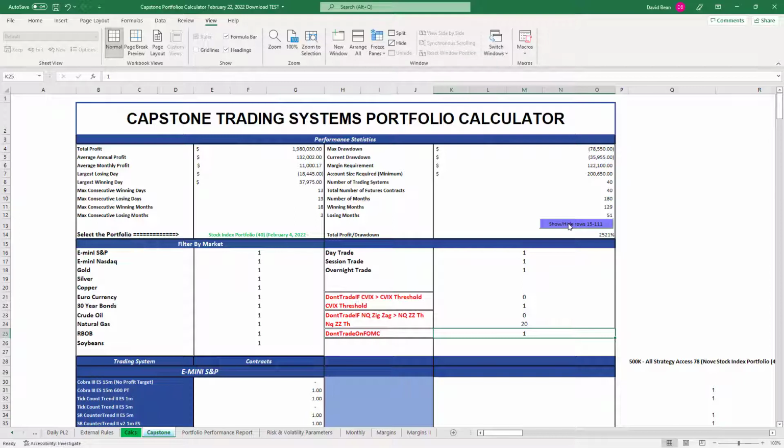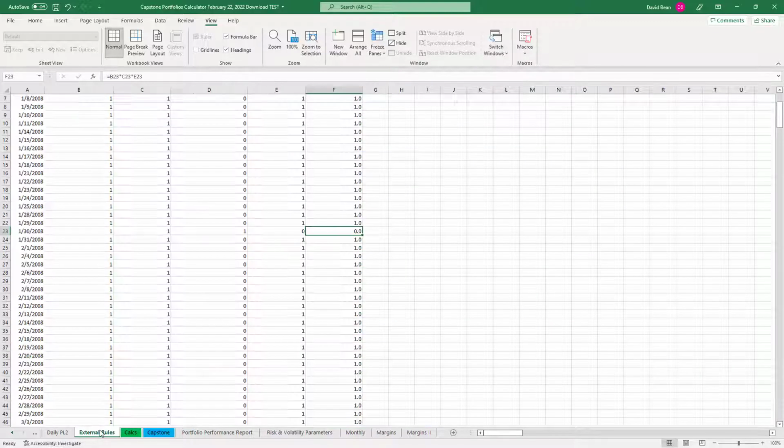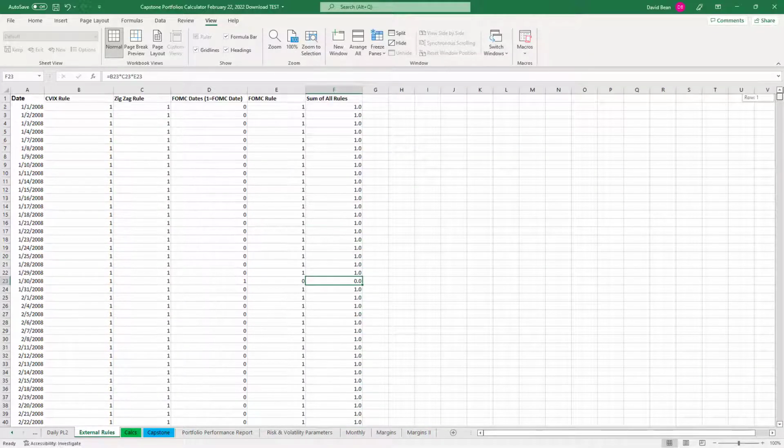So that is the Don't Trade on FOMC rule that I've added to the portfolio calculator. You can see it in the external rules right here. And here is FOMC dates. 1 is the FOMC date. So the first one right here is January the 30th, 2008.